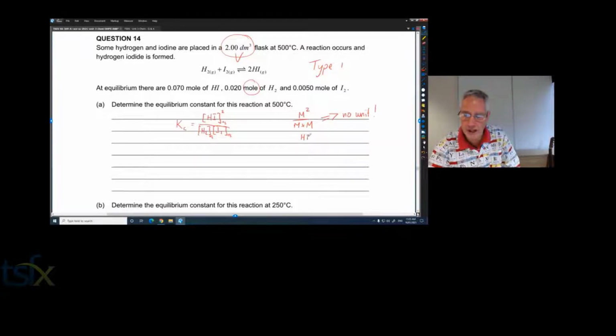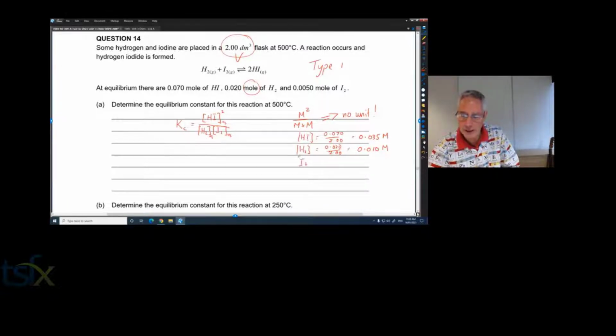Be careful. Set up a table, I'd say, so you don't get the wrong data in the wrong place. HI is 0.070 on 2.00. So we're talking 0.035 mole per litre. The H2, next one we've got the moles for. Concentration is 0.020, 2 sig figs, on 2.00, 3 sig figs. That equals 0.010 molar to the correct number of sig figs.